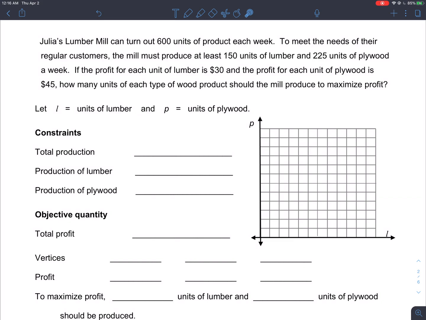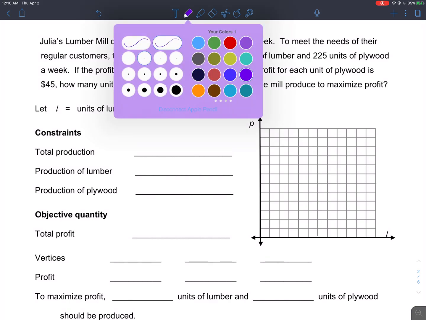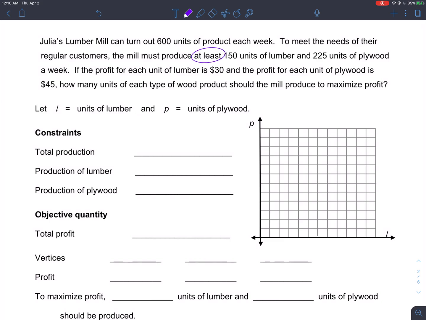Julia's lumber mill can turn out 600 units of a product each week. To meet the needs of her regular customers, the mill has to produce at least, got to pay attention to some of these key words because we're writing word problems, at least 150 units of lumber and 225 units of plywood each week. If the profit for each unit of lumber is $30 and each unit of plywood is $45, then how many units of each type of wood should the mill produce in order to maximize that profit?